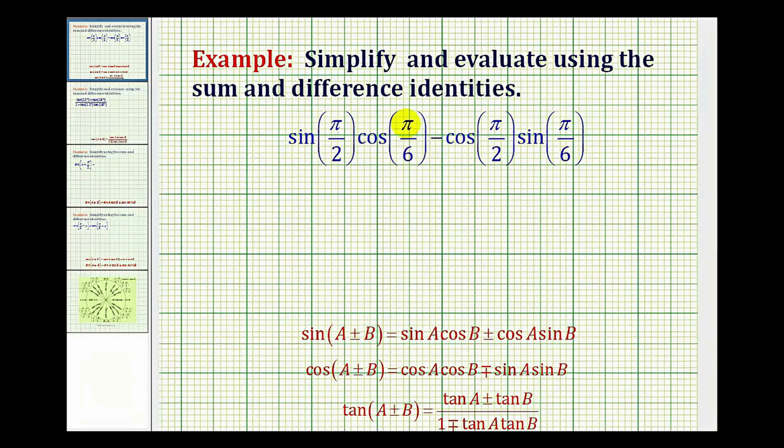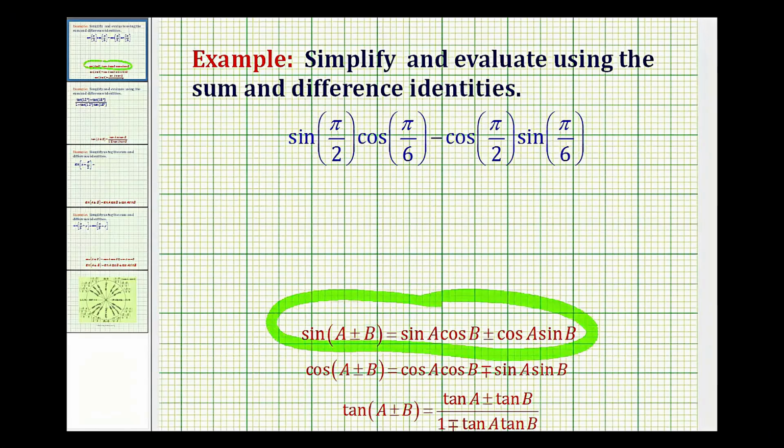In this example, we want to simplify and evaluate using the sum and difference trig identities listed here below in red. So the first step is to recognize which identity we'll be applying. Notice that we have the sine of pi over 2 times the cosine of pi over 6. Well, the sum identity for cosine has cosine A, cosine B, so that's not going to work. So we'll be applying the sum and difference identity for the sine function.